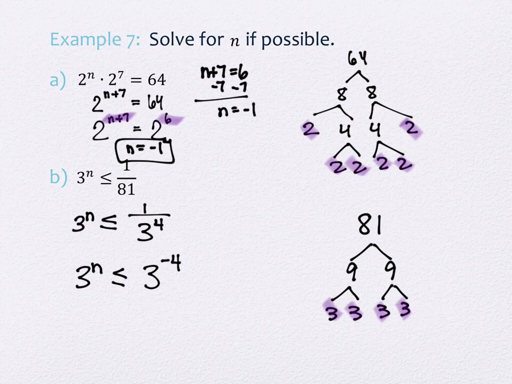So what can I say about my exponents now? They need to be the same, but not exactly the same. There's a symbol in between that doesn't say equals this time, right? There's a less than or equal to sign. So my exponent n would have to be less than or equal to the negative 4. The less than or equal to stays the same because that's the way the question began. That's the way the answer will be as well.